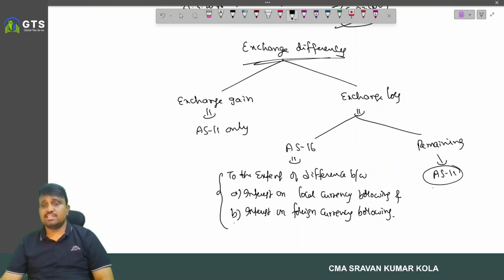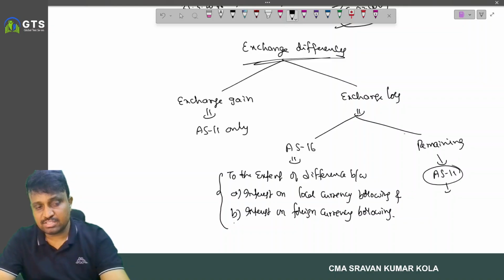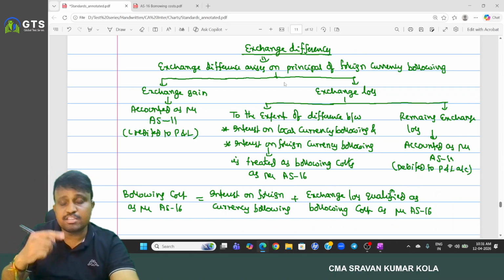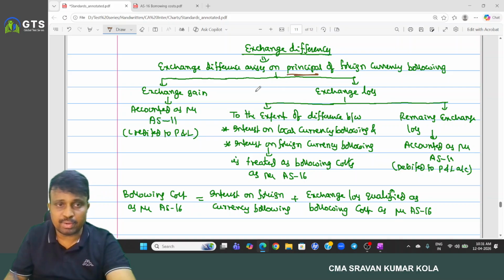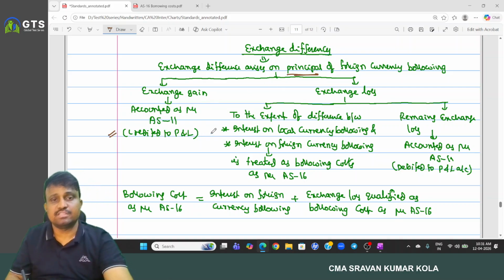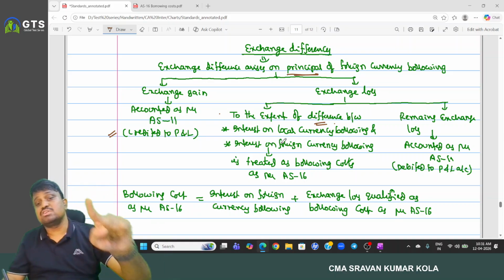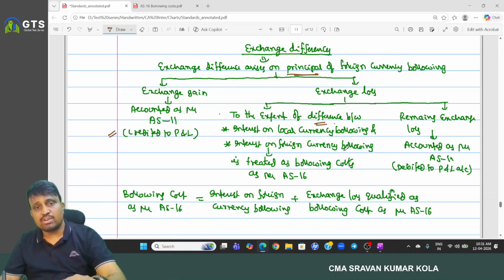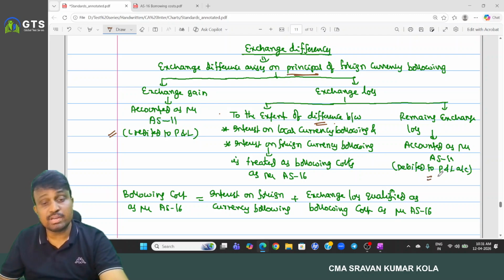As per AS-11, exchange loss is debited to profit and loss account. So for exchange differences on the principal part of the foreign currency borrowing, if it is an exchange gain, it is credited to P&L. If it is an exchange loss, only to the extent of the difference between interest on local currency borrowing and interest on foreign currency borrowing is treated as borrowing cost as per AS-16, and the remaining exchange loss is transferred to profit and loss account as per AS-11.